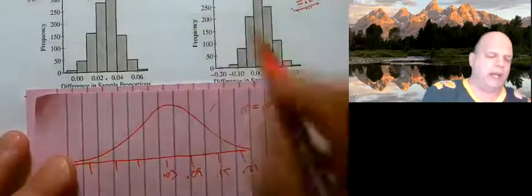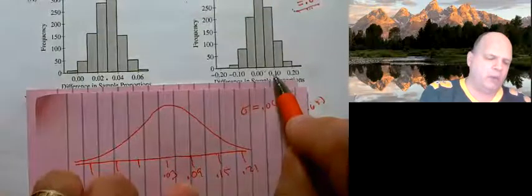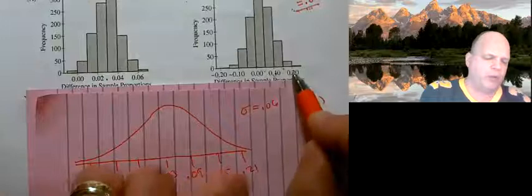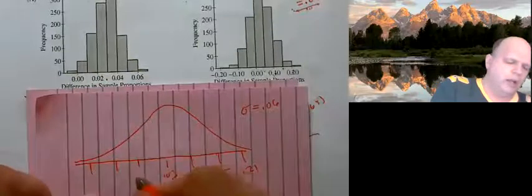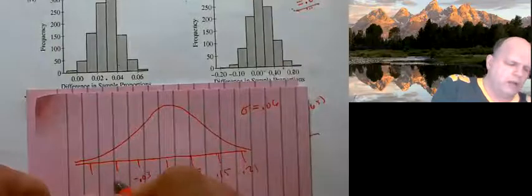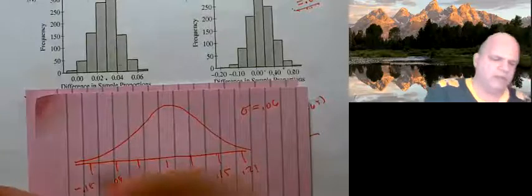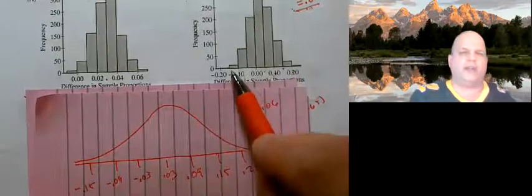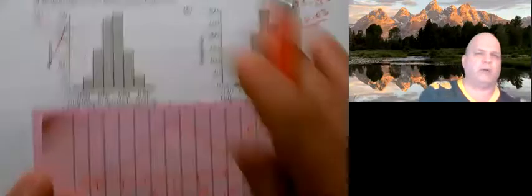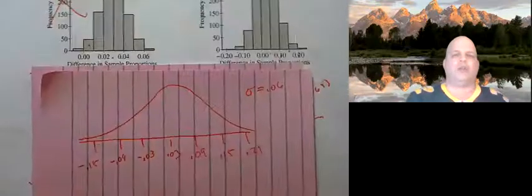Well, this looks better than A. B looks better than A because look, I have a bar at 0.1, we have 0.09. I have one at 0.15, we have 0.21. Going down, I have negative 0.03, negative 0.09, negative 0.15. This one has the negative side. This one doesn't even have a negative side. A is not correct. B is my best answer, and that is a challenging problem.